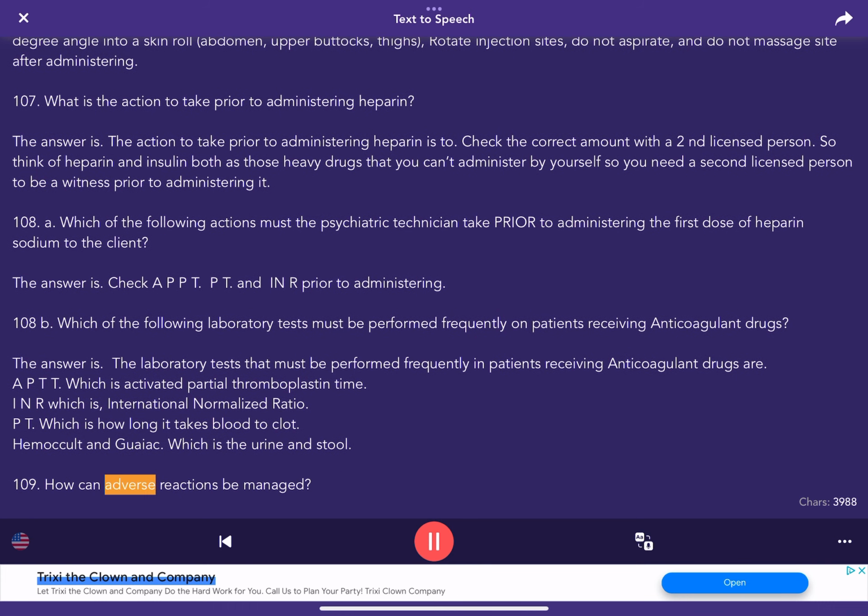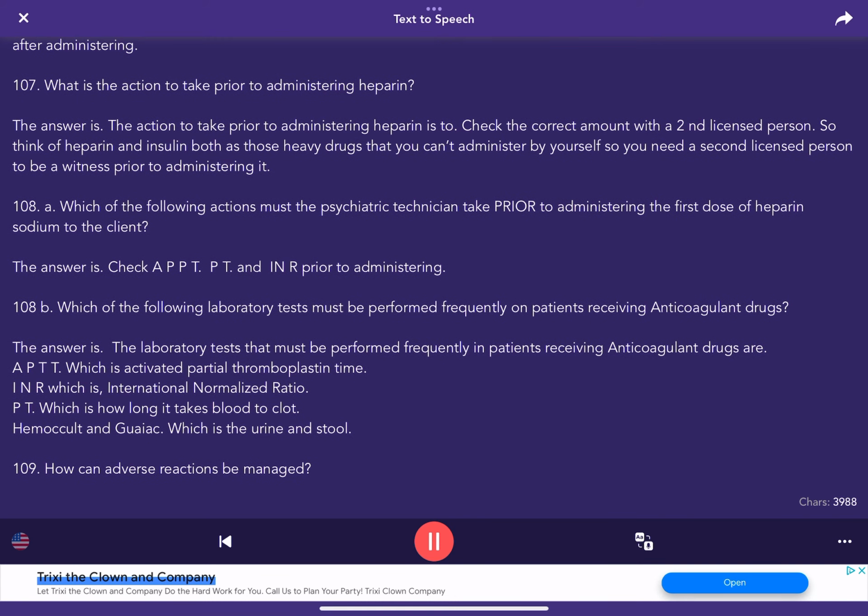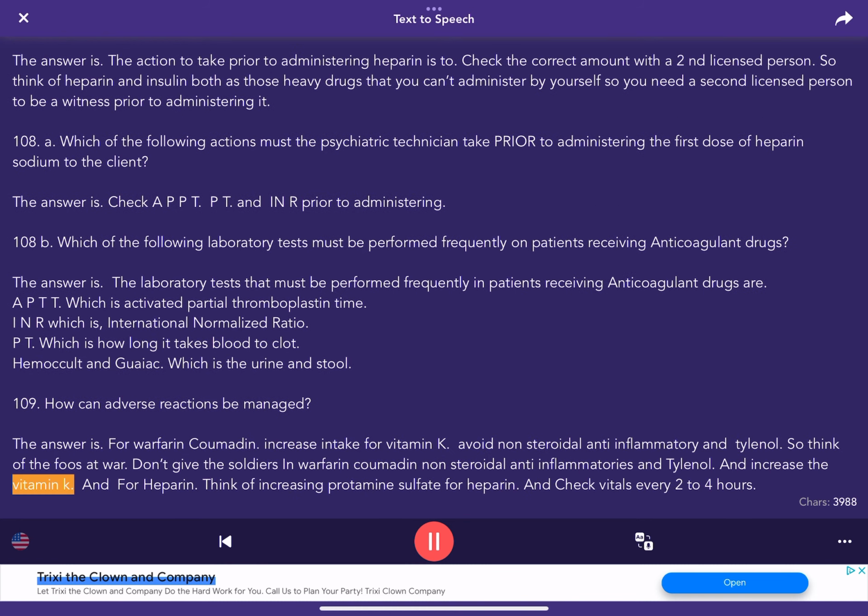109. How can adverse reactions be managed? The answer is, for warfarin, Coumadin, increase intake for vitamin K, avoid non-steroidal anti-inflammatory and Tylenol. So think of the FUs at war. Don't give the soldiers in warfarin, Coumadin, non-steroidal anti-inflammatories and Tylenol, and increase the vitamin K. And for heparin, think of increasing protamine sulfate for heparin, and check vitals every 2 to 4 hours.